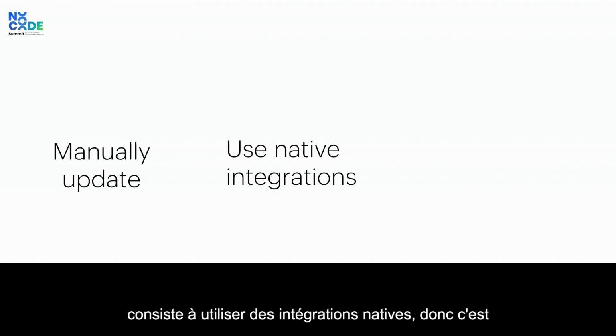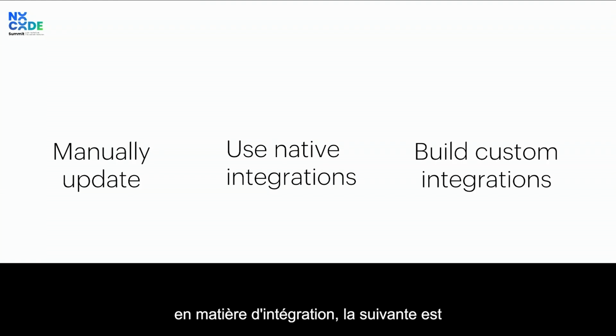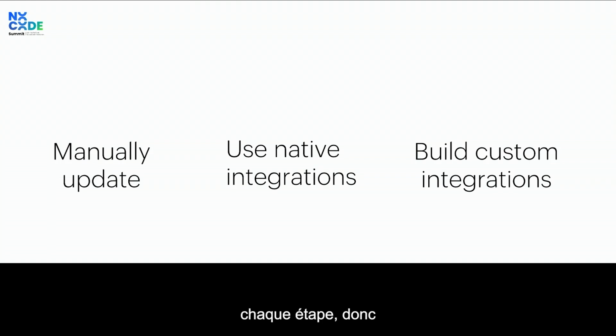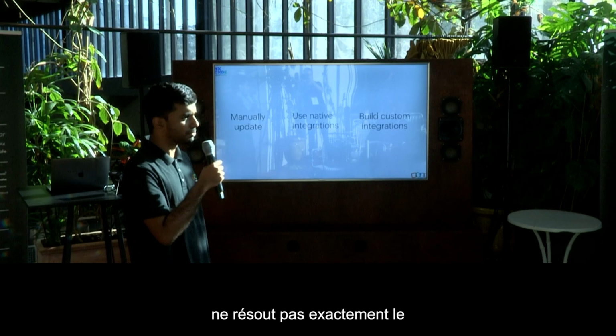The second is to use native integrations. This is, of course, effective, but it is not customizable. It limits your capability when it comes to integration. The next is building custom integrations. In this case, you have to build the middleware, the API. The drawback is you'll need professional developers to build, scale, and maintain your integrations at every stage. All these methods are effective in some way or the other, but they don't exactly solve the integration problem.